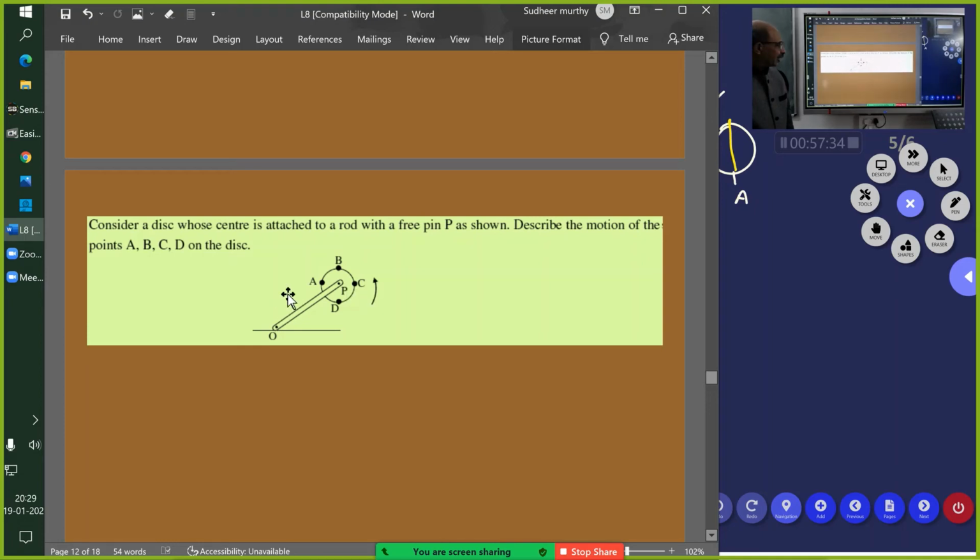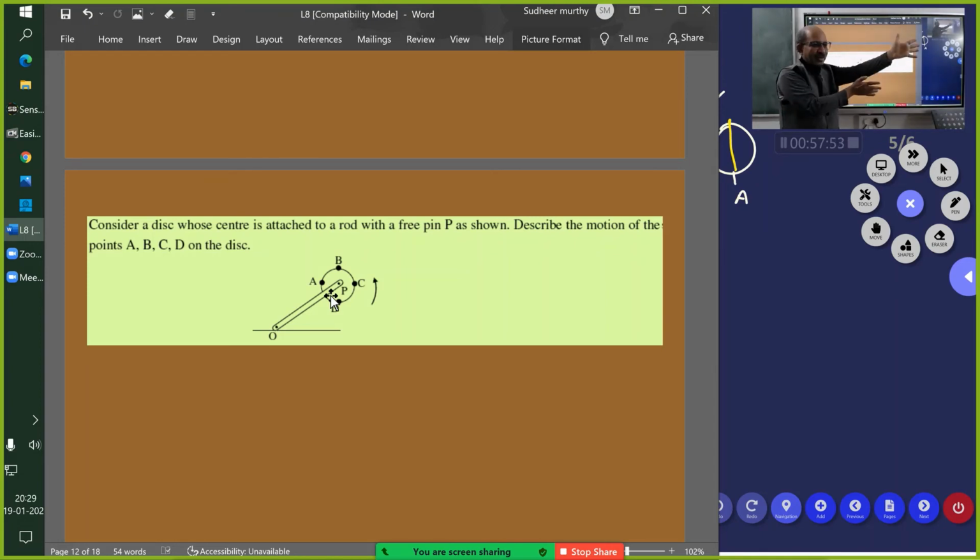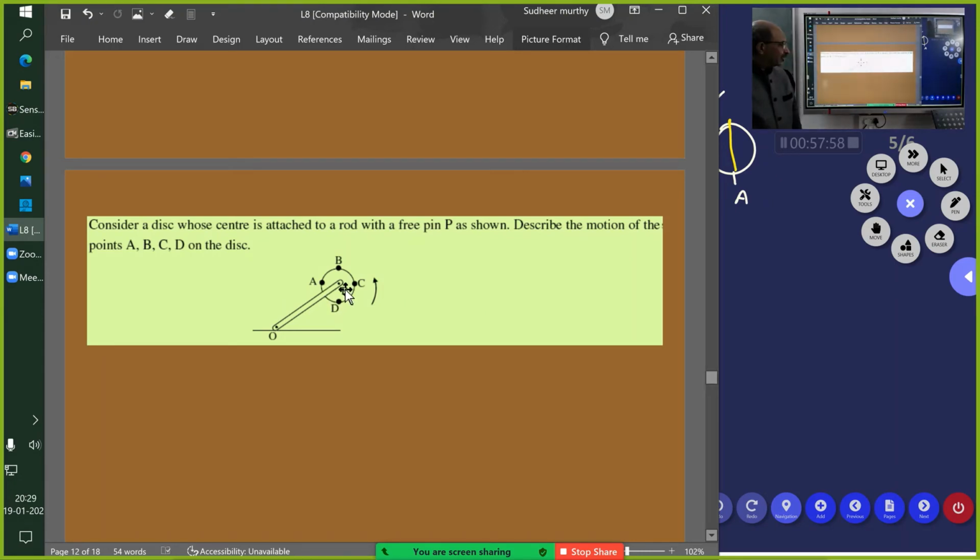Okay, see, this pin is free. So if this pin is free, that means this assembly A, B, C, D can rotate about this point. Or if the rod moves up and down, the disc can move up and down with it. That's the concept of a free pin. Free pin means there is no friction between this pin and the disc.